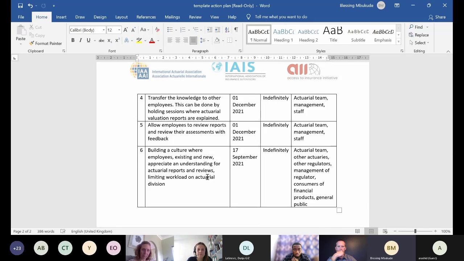So each and every team that has interaction with the actuarial teams, they'll be trained in the evaluation of these reports. And in the long term, we'd also want them to create a culture of general learning and being able to interpret these actuarial reports. Basically, this is what we would want to achieve for the teams. Thank you.